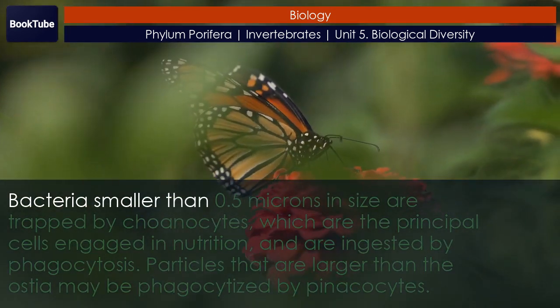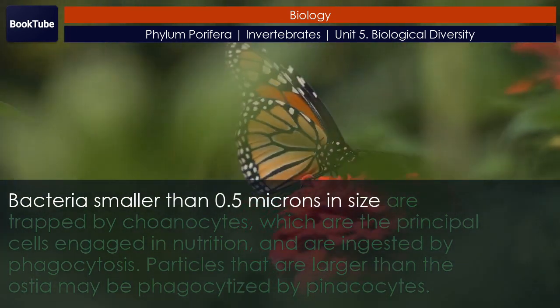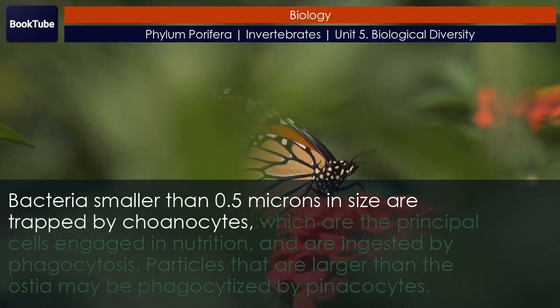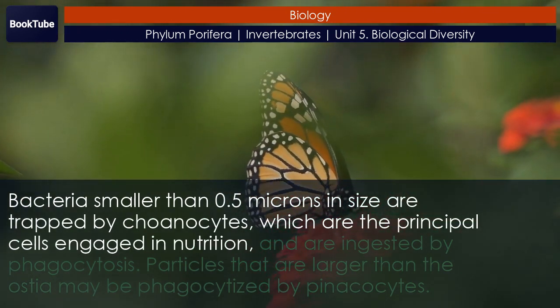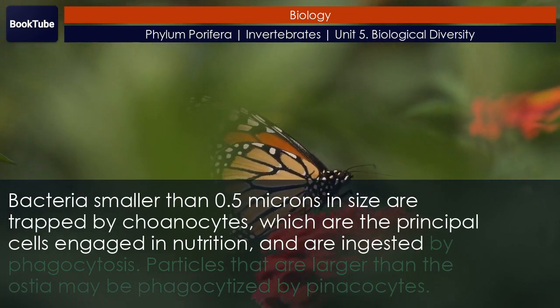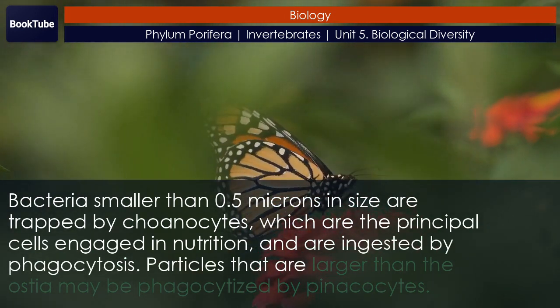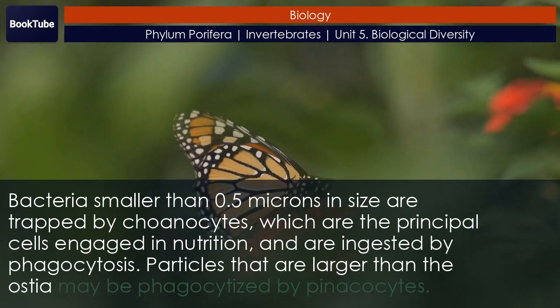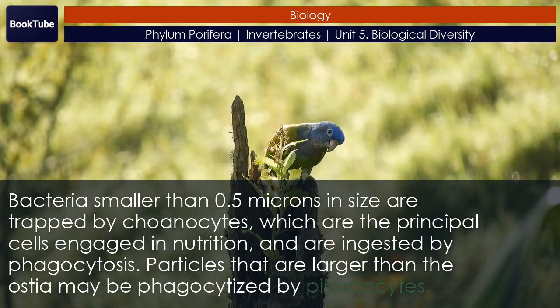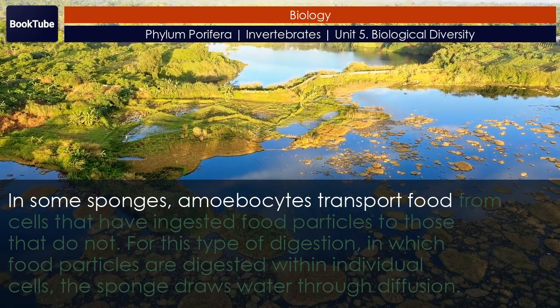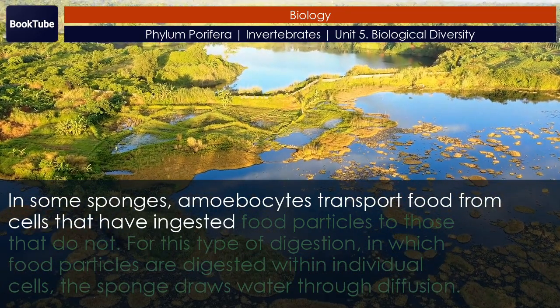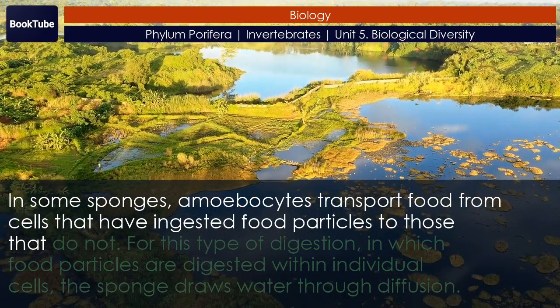Bacteria smaller than 0.5 microns in size are trapped by choanocytes, which are the principal cells engaged in nutrition, and are ingested by phagocytosis. Particles that are larger than the ostia may be phagocytized by pinacocytes. In some sponges, amoebocytes transport food from cells that have ingested food particles to those that do not.